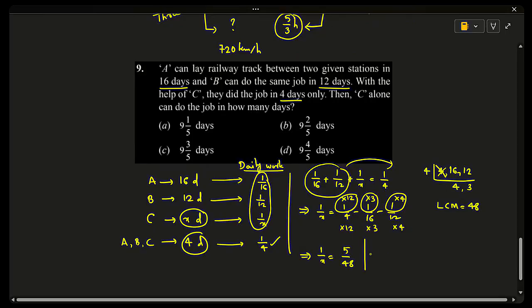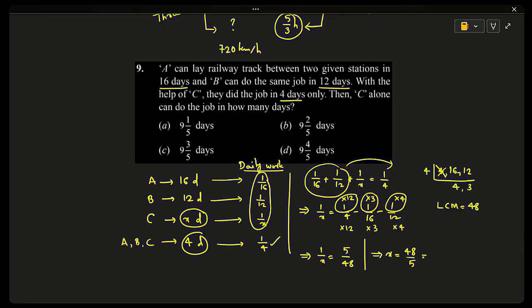But we want the value of X. So reciprocal on both sides. So X is equal to 48 divided by 5. This you can convert into a mixed fraction. 5 nines are 45, 3 is the remainder. 9 3 by 5 days. So C alone can complete the work in 9 3 by 5 days. That is option C.